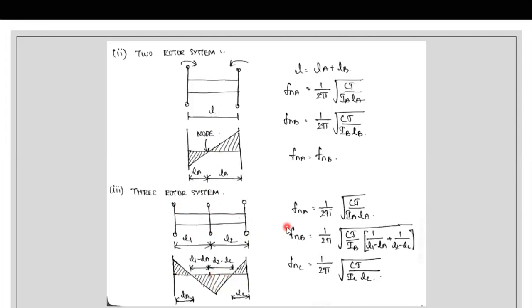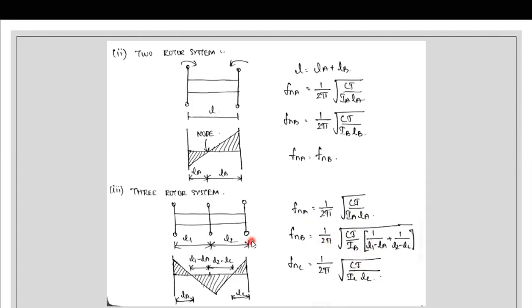The formulas are similar to the previous one. For rotor A and rotor C, it's very simple because we already saw that. C denotes the modulus of rigidity, J denotes the polar moment of inertia, I denotes the mass moment of inertia, and L is the length of the shaft. We saw these already, so no need to worry about it. The frequency for rotor A and the frequency for rotor C are the same. The only thing we have to concentrate on is the frequency for rotor B.